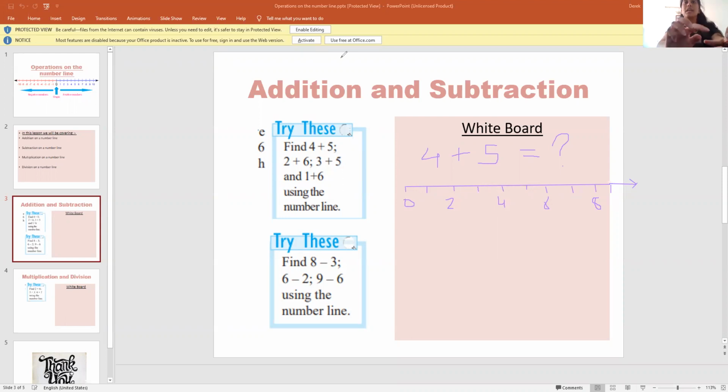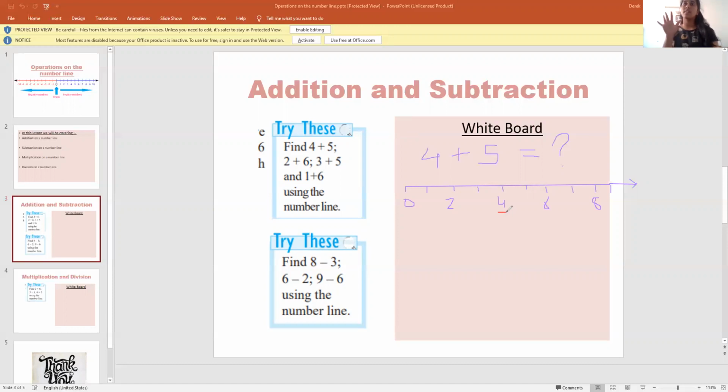Here I have 2 steps for you. Number 1, look at the first number. In this question, 4 is your first number. So that's why you're going to start from 4 on the number line. Let's mark it. This is our starting point. Like in a race, we have a start and a finish. So our starting point is 4.